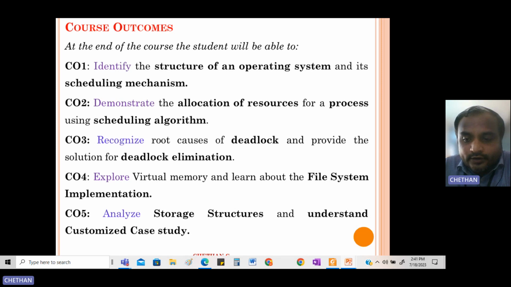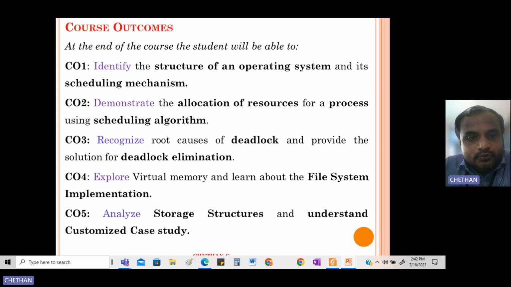So two things, and of course the placements aspect of it. In the technical rounds, there will be lots of questions related to operating system, especially related to deadlocks and process scheduling, which you are supposed to study in detail and also understand in detail. So it's a subject that is not just limited to the university exam part of it. It is a subject which is going to have longer repercussions, either from the higher studies perspective or the placement aspect of it.